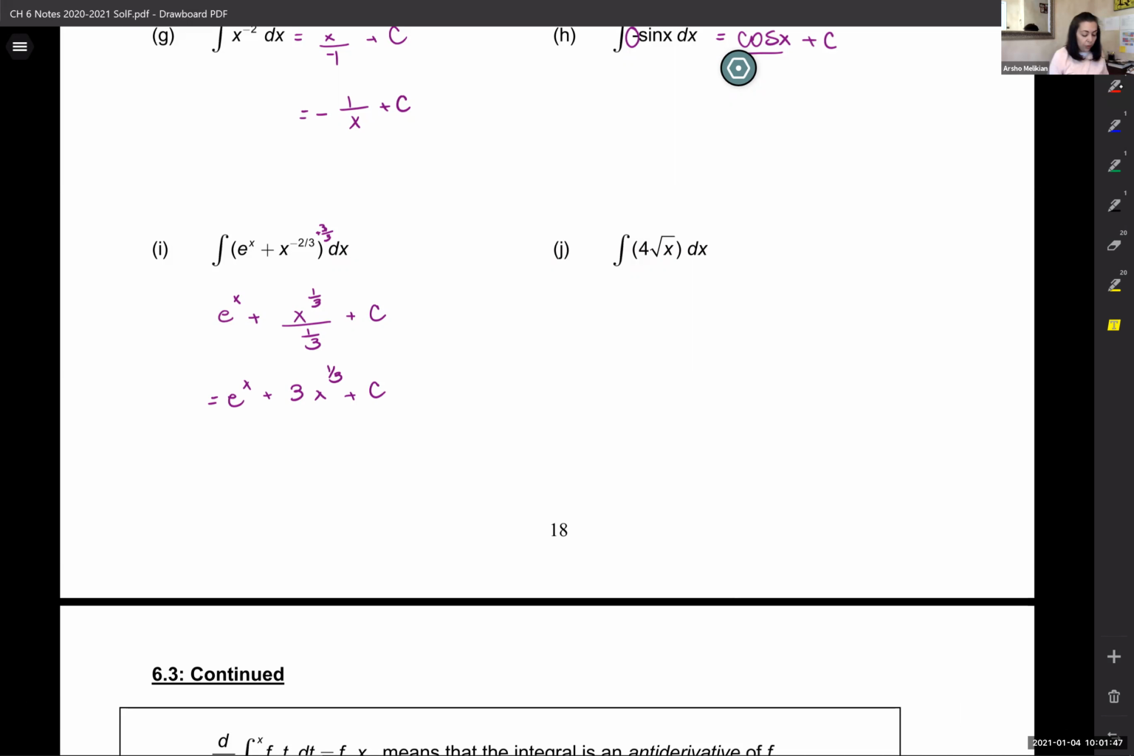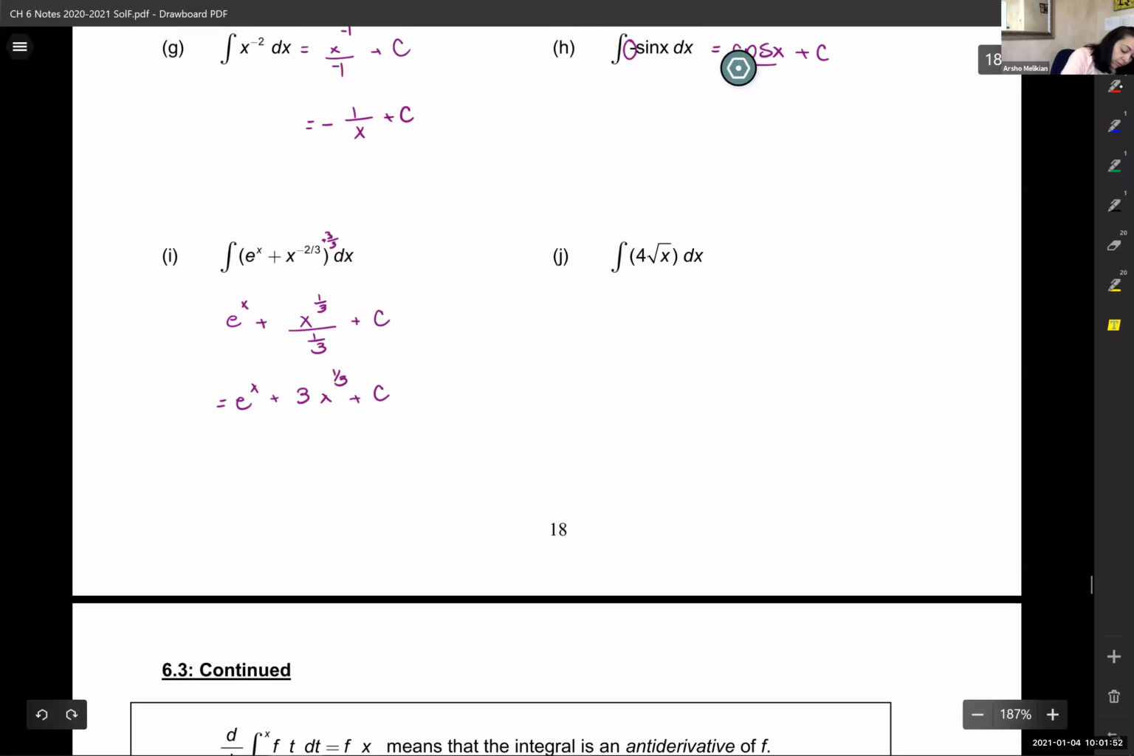All right, what do you guys propose we do for the next one? Would you change root x to x to the 1/2? I would. So now that'll be 4 x to the 3 over 2 divided by 3 over 2 plus c. So that's 4 over 3 halves. That's 8 over 3 x to the 3 over 2 plus c.